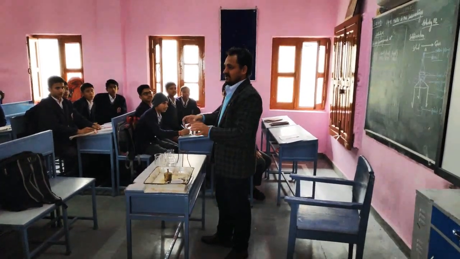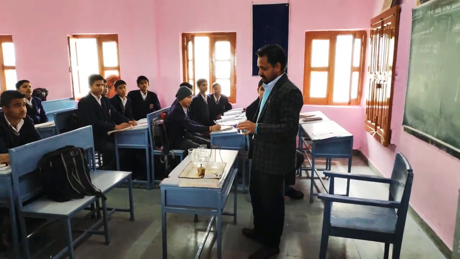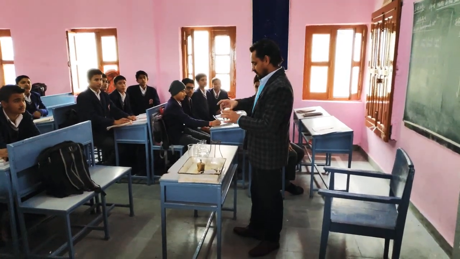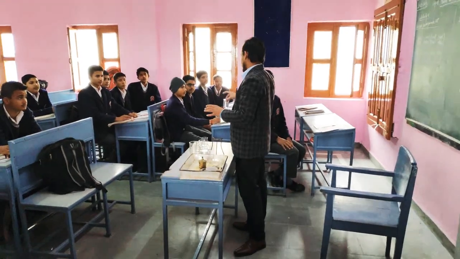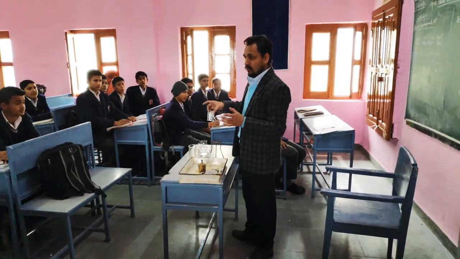Today we are going to conduct an experiment, which is actually an activity, with potassium permanganate solution. What we have to do here is make solutions of potassium permanganate. The formula of potassium permanganate is KMnO4.